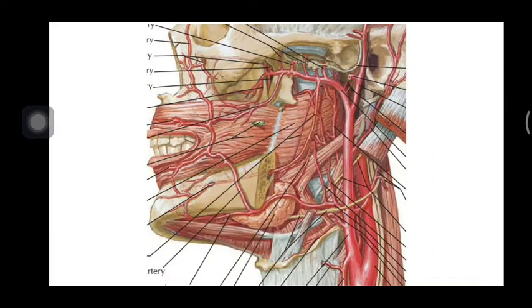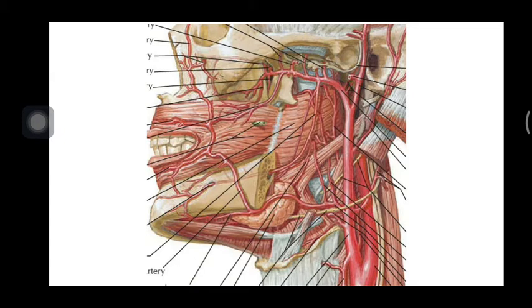We are going to see the branches from the cervical part of the facial artery. This is the common carotid artery dividing into an external carotid artery and internal carotid artery. From the external carotid artery, the facial artery emerges and gives off the cervical branches. Then it crosses the lower border of the mandible into the face and gives off the facial branches. So we will see the cervical branches one by one.